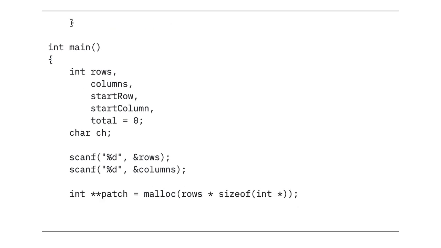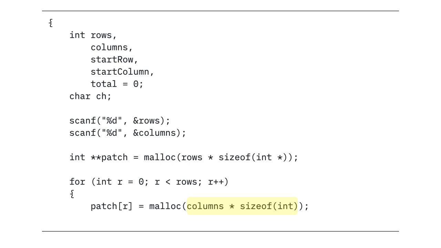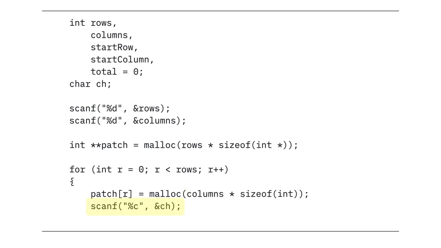Here, we're allocating memory needed for the pumpkin values. Patch is a pointer to a sequence of integer pointers, which is why we have the two asterisks. And we need enough space for as many integer pointers as there are rows. For each row, we allocate enough memory to store as many integers as there are columns. After we previously read the number of columns, we're actually sitting on an end-of-line character, so we can flush it by reading in a single character.